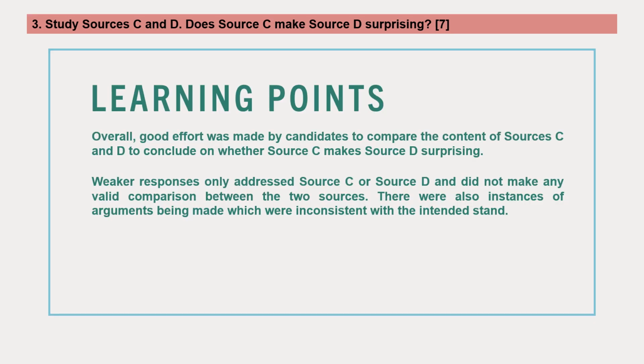So the learning points: you'd be very surprised that there was good effort made by candidates to compare content. That means it wasn't so hard as you would think it is. The only thing is weaker responses only address source C or D. They didn't make a comparison. So remember, even if you do not know how to do cross-reference, at least make sure that you compare. Source C makes source D surprising because they are different in content. Source C does not make source D surprising because they are similar in content.